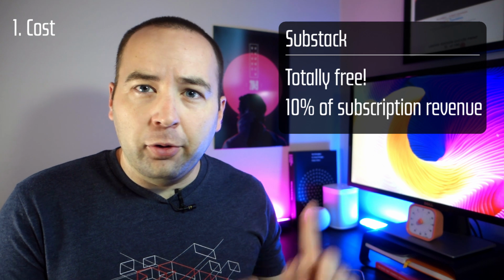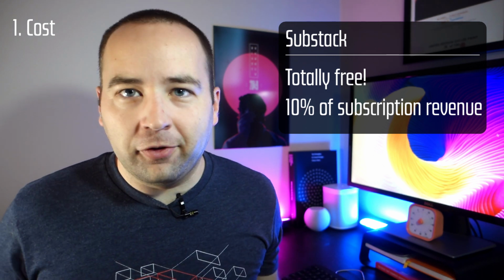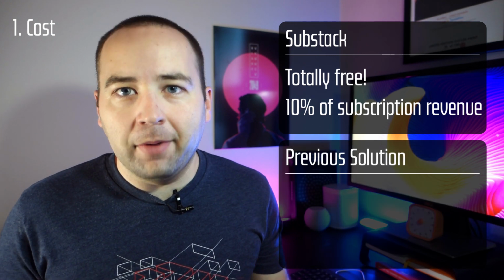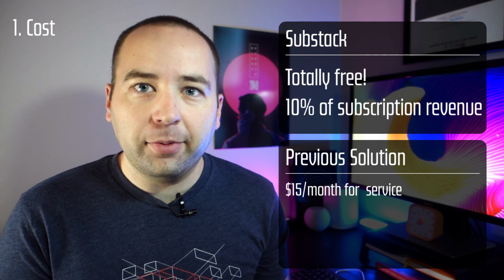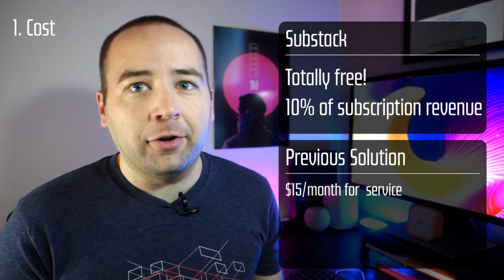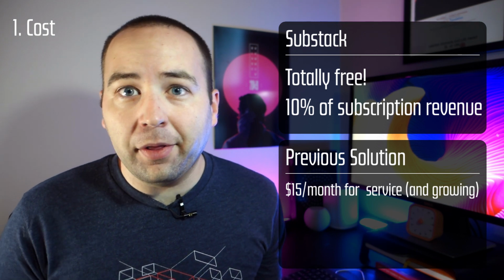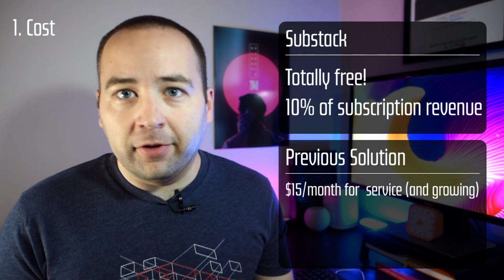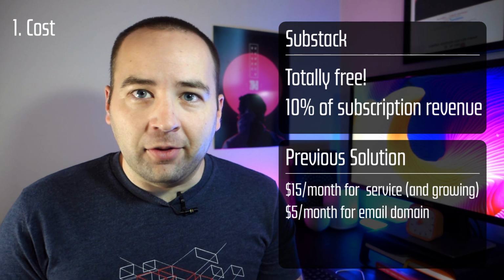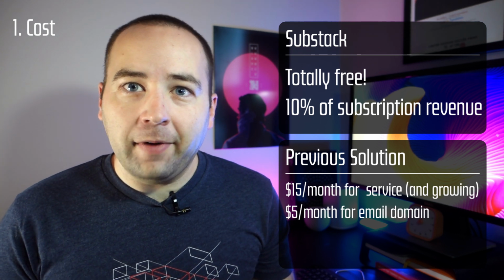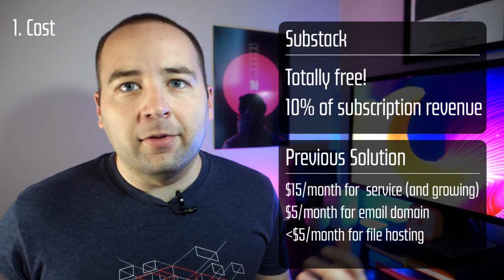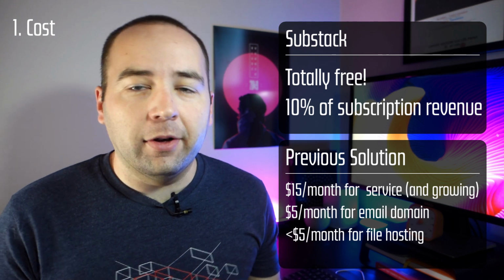With my previous provider, who I'm not going to name, it was a totally different story. Basically, I had to pay a monthly fee to use the service in the first place. As I gained subscribers, I started paying more. So as the newsletter grew, I actually started paying more every month to them for the service of using it. I had to pay for a custom email domain. That was $5 a month through Fastmail. And I had to pay for some file hosting for the images that I put in the newsletter.